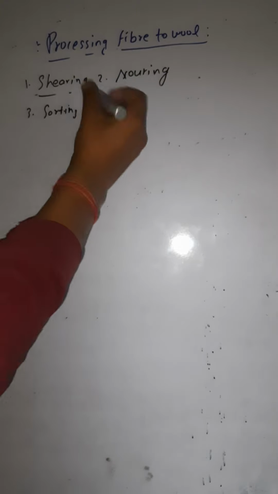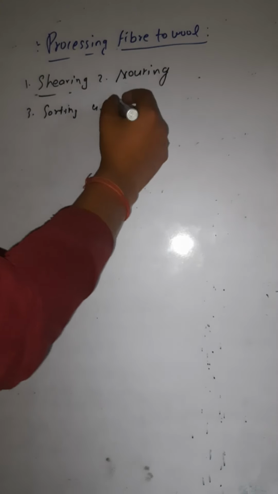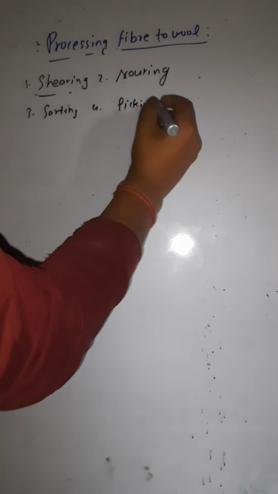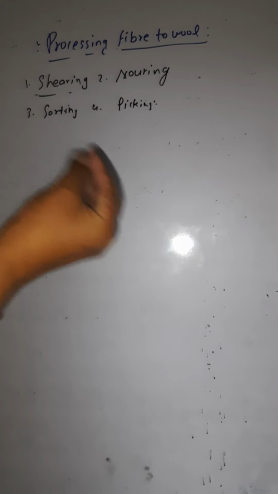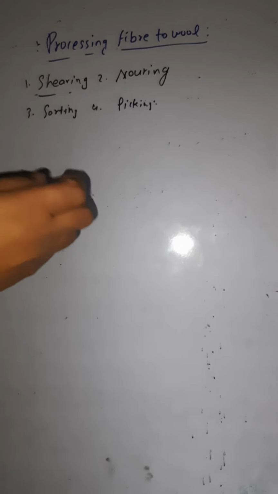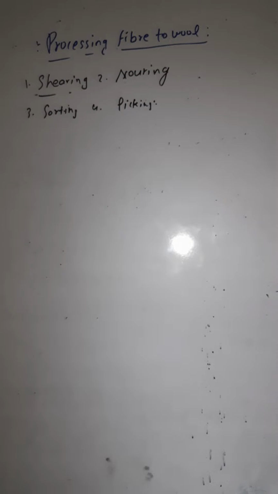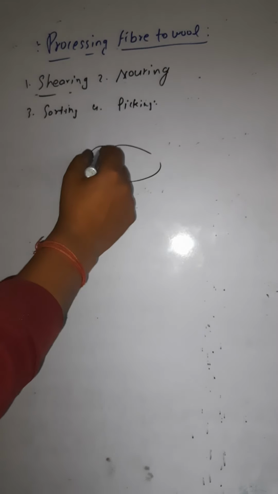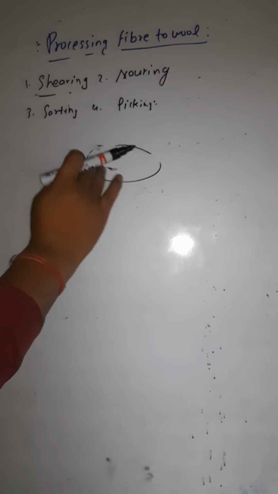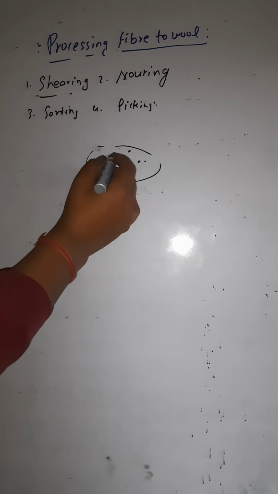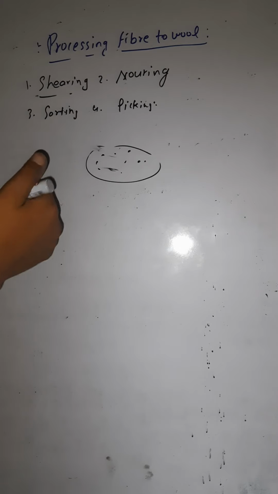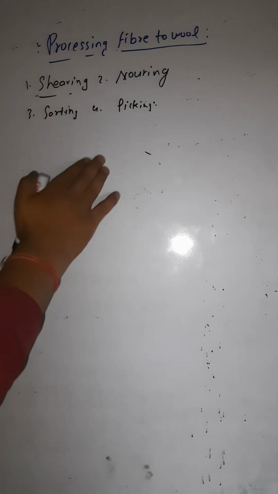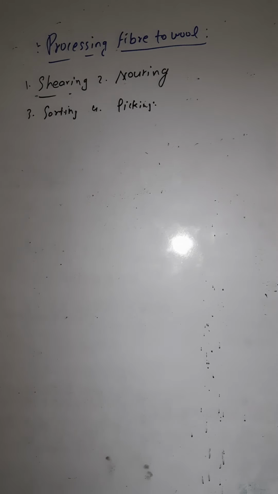Then comes step number 4, which is picking. In this step we pick the burrs, also known as small fluffy fibers, which you might see when you are wearing a woolen sweater, on the surface of the sweater. These are called burrs. These burrs are removed from the wool, and this is known as picking.